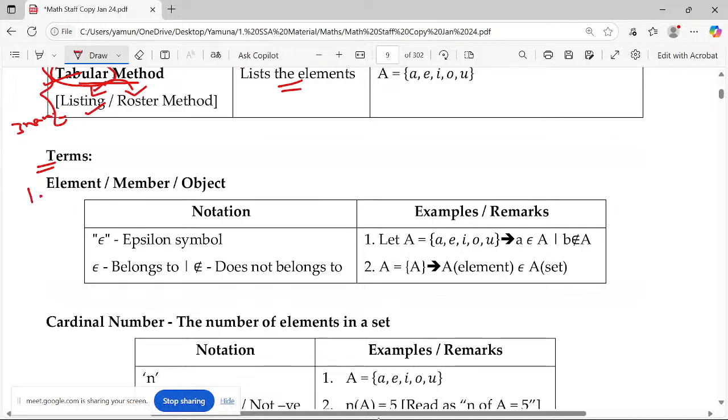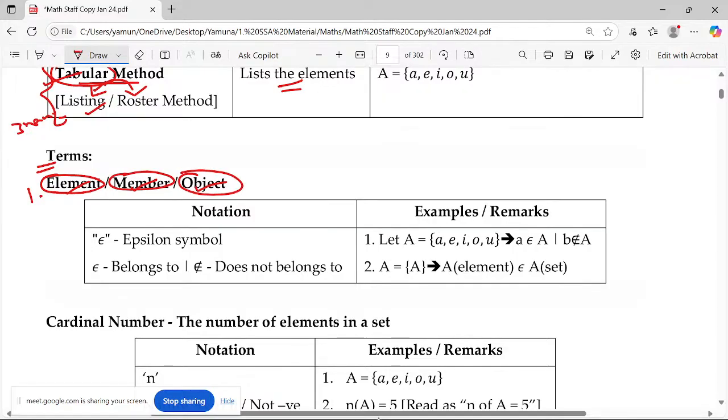The first one is what we call element, member or object. If a committee is formed, our Honorable Prime Minister is forming a committee, you cannot call the members of the committee objects or elements. How do you call the members? As the members: Minister, MLAs, MPs. You call them by the designation and by the names with a prefix. So you can use the term element, or member, or object.